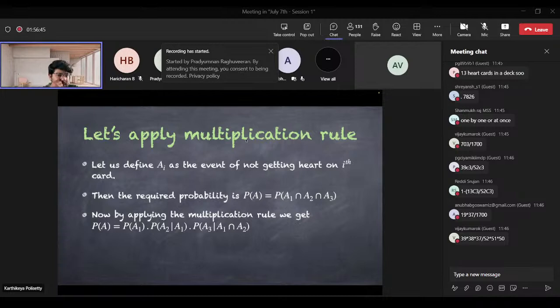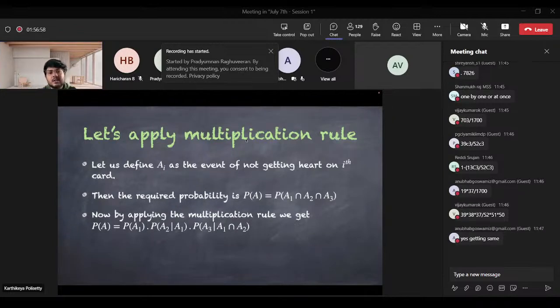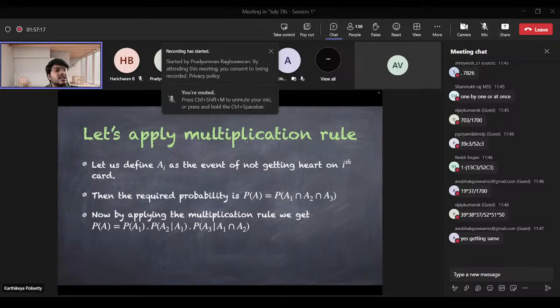So why are we doing this? What we need is we should have none of our cards containing a heart. So the first card should not have a heart, which is P of A1. And when we draw the second card, we want both the cards to be not a heart. So the first card should not be a heart and the second card should not be a heart. So it should be the second card is not a heart given that the first card is not a heart, which is P of A2 given A1. Similarly, for the third card.